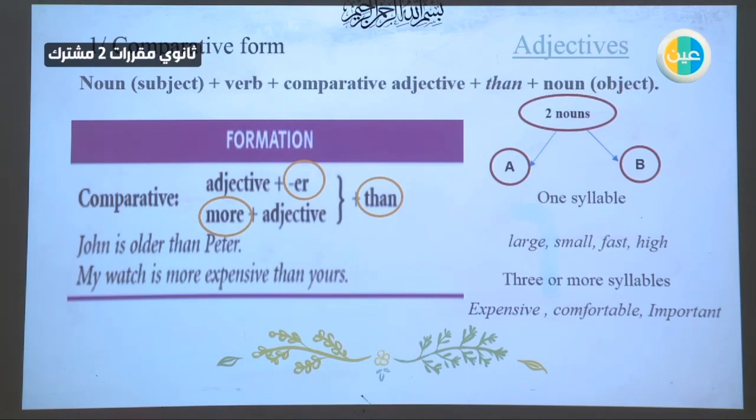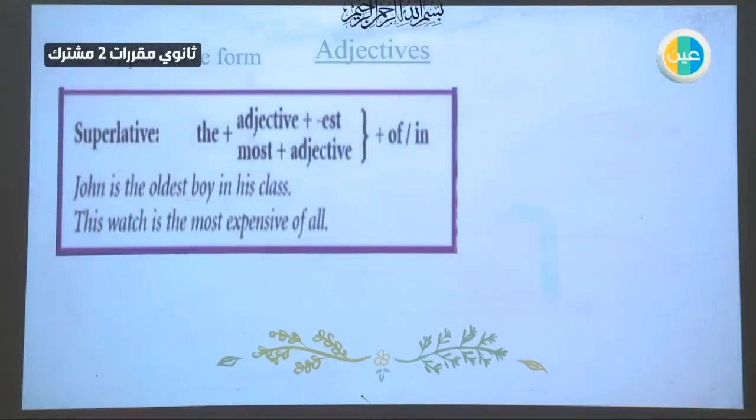You have two examples in your book. I took that part from the grammar page, page 129. John is older than Peter. Okay, older is a short one syllable adjective. We added ER and then we put than. The second example, my watch is more expensive than yours. Okay, we added more before expensive, the adjective of course, and then you put than.